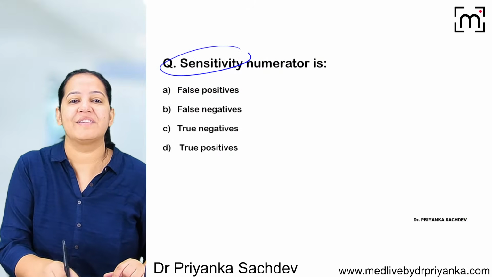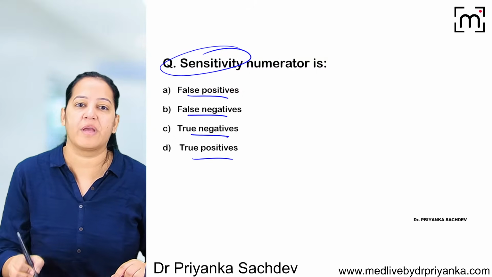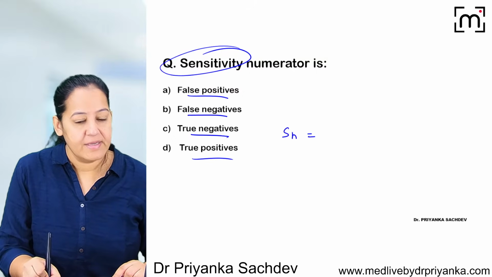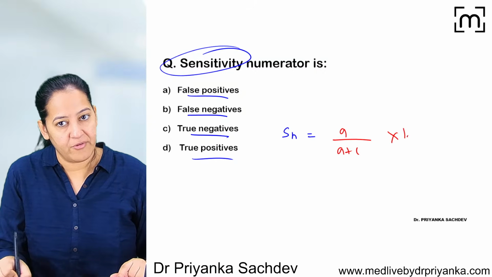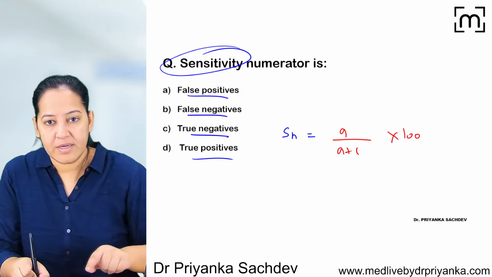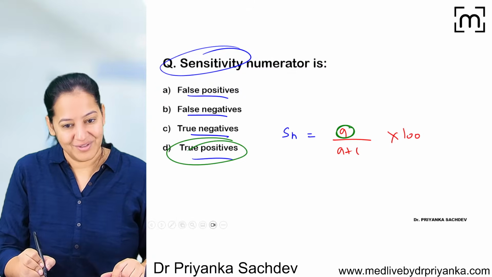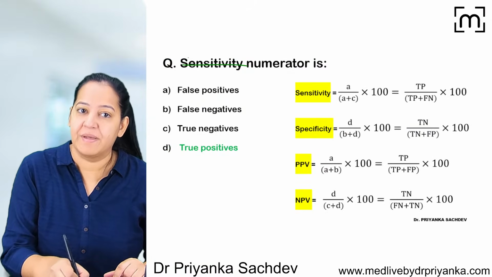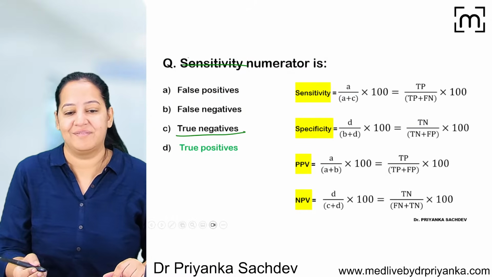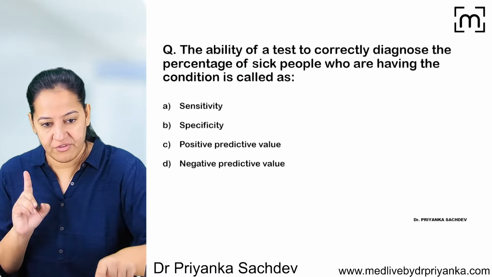What is the numerator of sensitivity? Is it false positive, false negative, true positive, or true negative? What is the formula of sensitivity? Sensitivity is equal to A upon A plus C into 100. So what is A? It is true positive. So the numerator here is the true positive. I can change it to specificity. The formula is D upon B plus D. In that case, the answer will be true negative. So we can change the question accordingly. The answer will change.